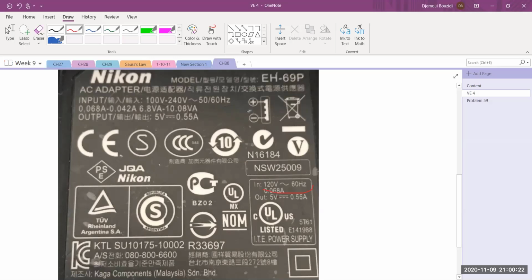Because the camera requires 5 volts, it's not going to run with 120 volts. They're going to run only with the 5 volts, and this voltage is actually a DC current, not an AC current. Okay, and it gives you up to 0.5, half an amp, basically, a little more than half an amp.